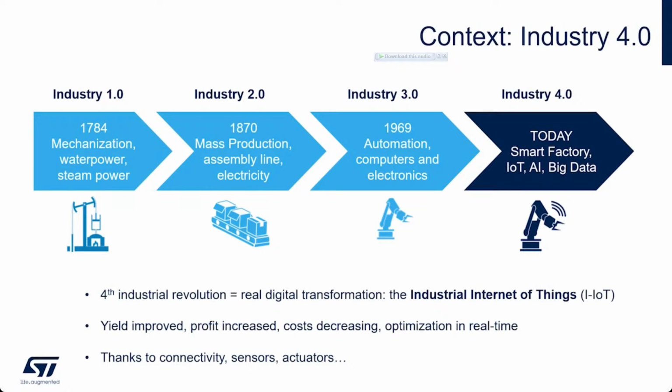In the fourth industrial revolution, products and the means of production can communicate, creating a real digital transformation, the Industrial Internet of Things. The result is yield is improved, profit is increased, costs are decreased, and optimization is done in real time. Industry 4.0 incorporates such things as IoT, cybersecurity, autonomous machines, additive manufacturing, analytics, machine learning, and predictive maintenance, thanks to connectivity of sensors and actuators.